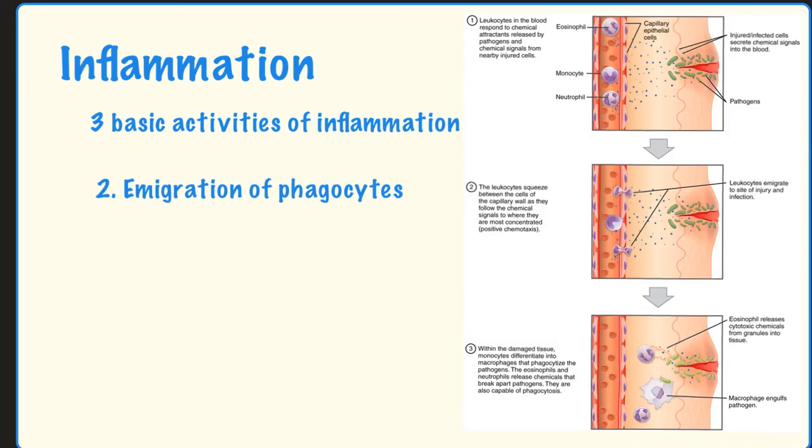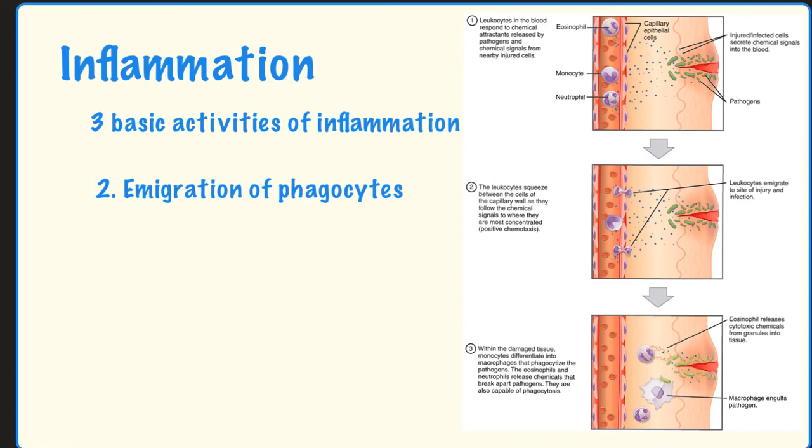Now that we have allowed this increased permeability by the release of histamine, we can allow more phagocytes to come to this area. Remember those cells that eat things? We want them there because we want them to help clean up any microbes that may be in that area. So they do this by the process of emigration.